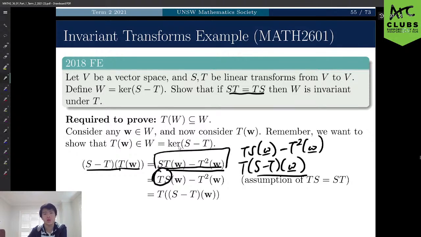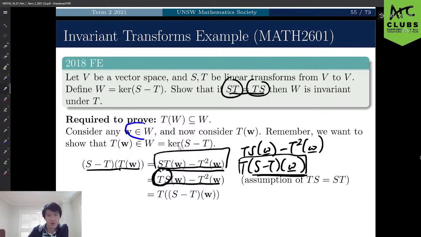Right, so we've applied this to T, and we've expanded it out. And now we're going to use our property ST equals TS. So we've gotten TSW minus T squared W. Right, so that can be written out like this. And now what we notice is that W is in the kernel of S minus T. That's what we started with.